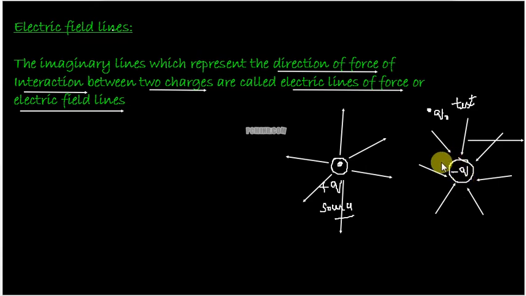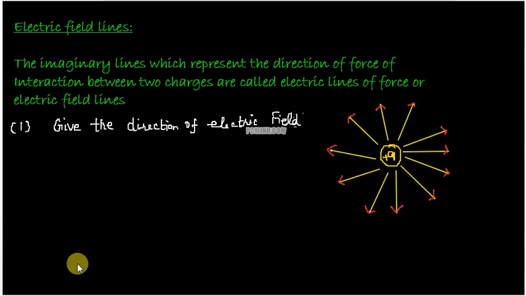Now there are some important properties of electric field lines. So let's note down those properties. The first important property is that the electric field lines give the direction of the electric field. As you can see here, the arrows indicate the direction of the field. They are all originating from this positive charge and going out. So every time, the direction of force is indicated by the direction of the electric field, which in turn is given by these imaginary lines called the electric field lines. So the first property is that they give the direction of the electric field.